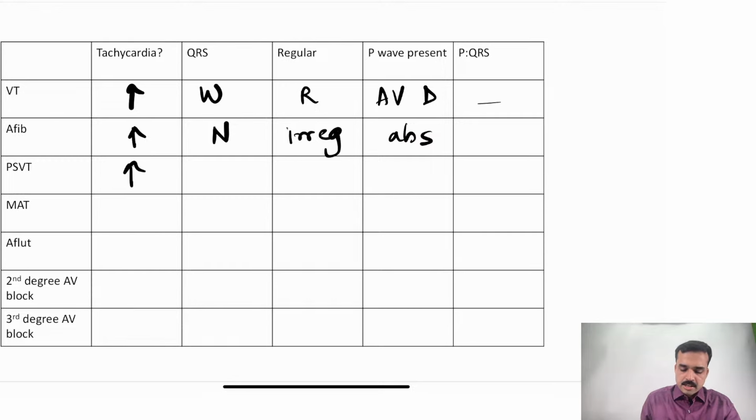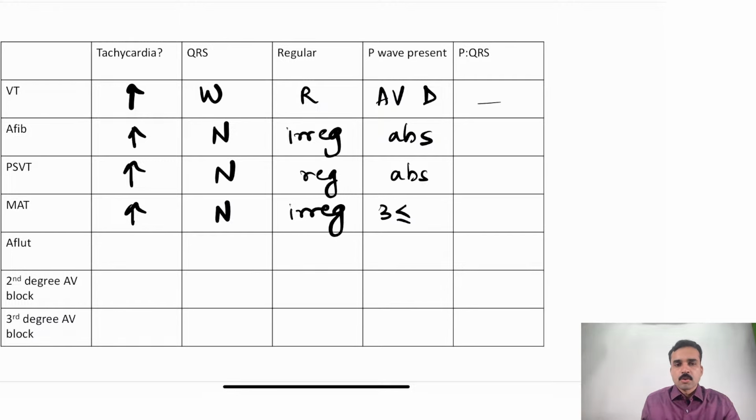PSVT: tachycardia, narrow complex, regular, with P waves again absent. MAT: tachycardia, narrow, irregular, with three or more P wave morphologies. Atrial flutter: again tachycardia, narrow, regular. The P waves are present, but the ratio of P to QRS is more than 1. Right, and then the two heart blocks.